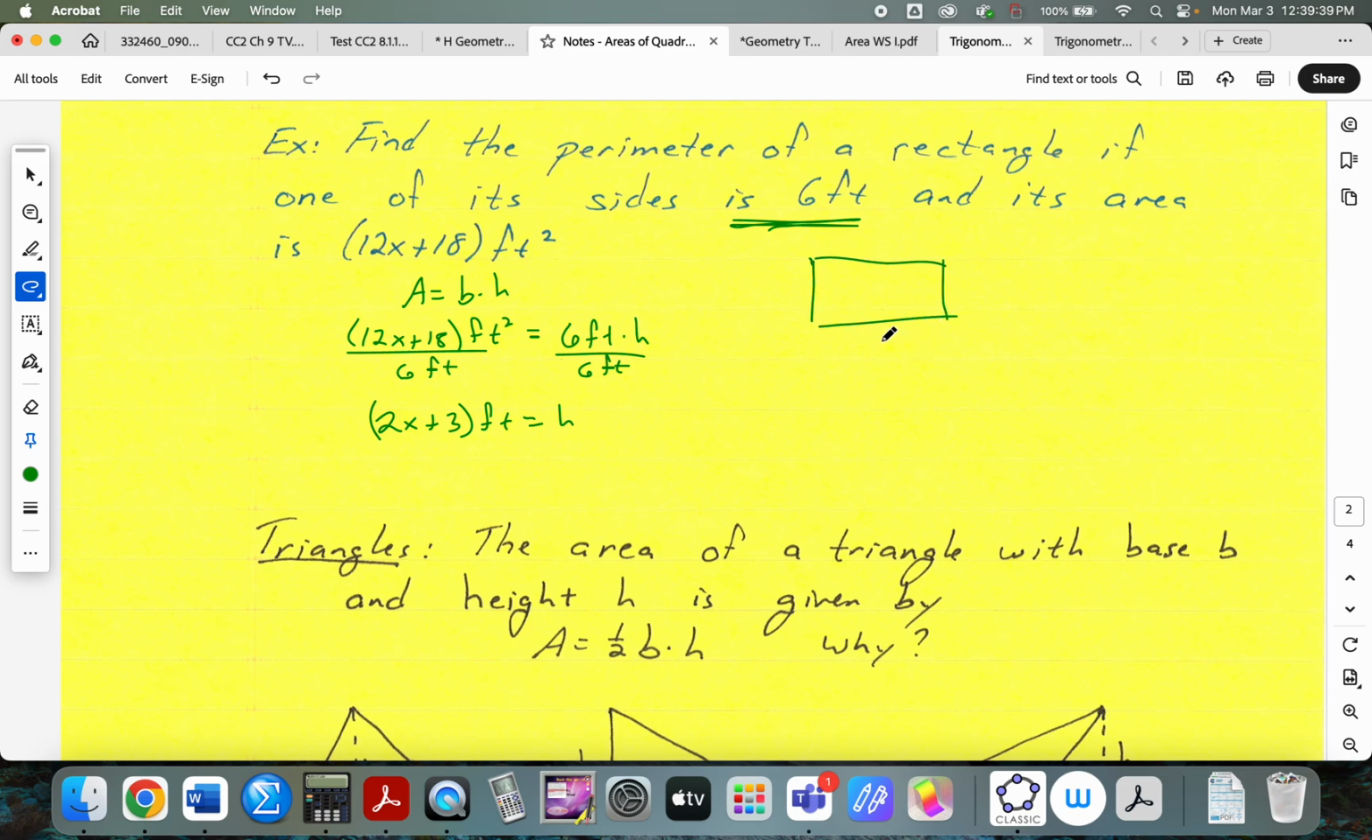So what we have then is that the base is 6, the opposite side will also be 6, and the height will be 2x plus 3. So if we're doing the perimeter, we simply need to add all those together. Gathering the like terms, that'll be 18 plus 4x feet.